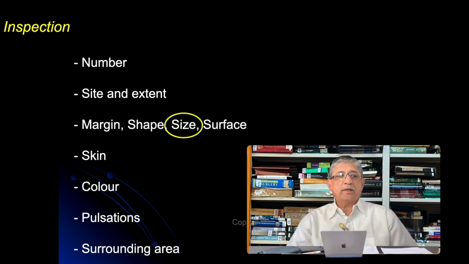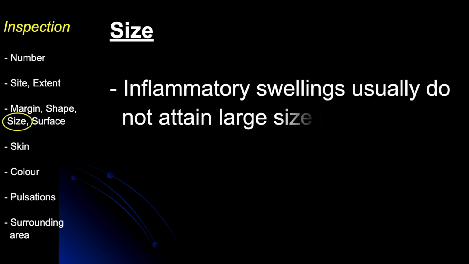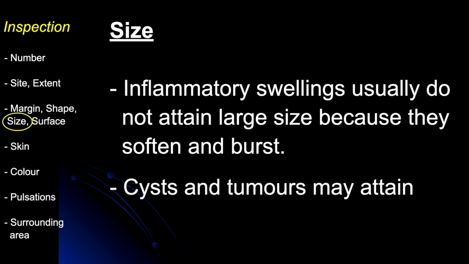The size may give an idea about the pathological nature of a swelling, especially if it is big. Inflammatory swellings usually do not attain large size because they soften and burst, while cysts and tumors may attain large size. Have a look at a few big swellings.